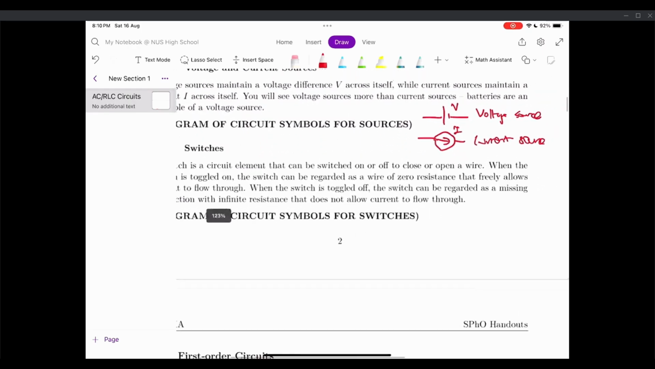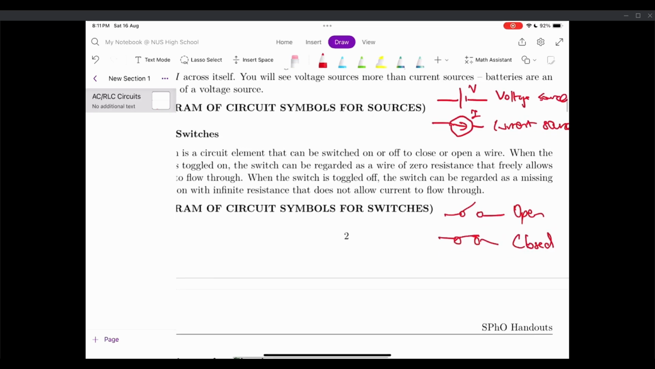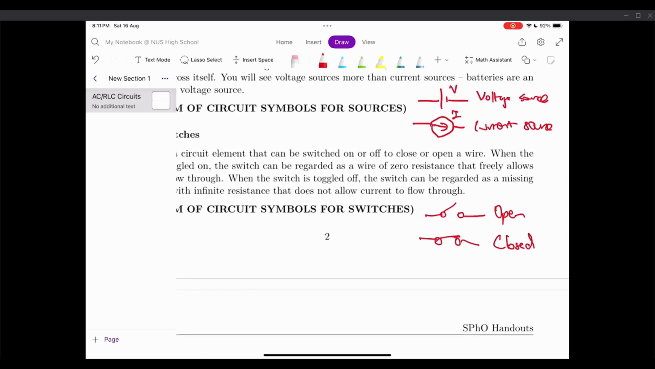And switches, I think it's very, very self-explanatory. This is what a switch looks like. This is when it's open. This is what a switch looks like when it's closed. When it's open, it just acts like there's no wire there. And when it's closed, it acts like there's a wire there. That's pretty simple. But that's mostly all the elements you'll see today.